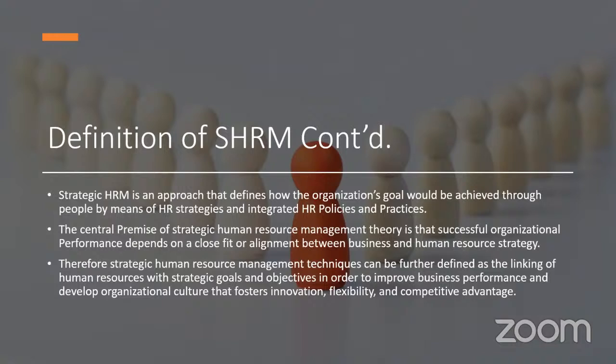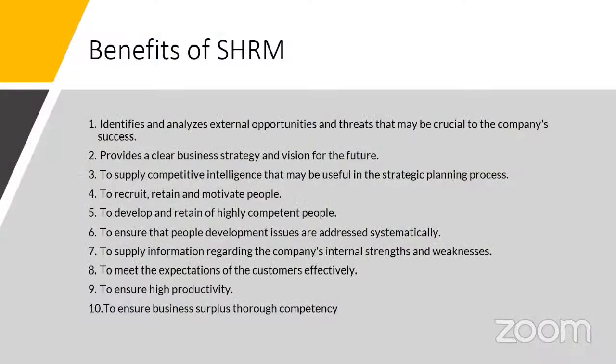Now, the central premise of the human resource management theory is that successful organizational performance depends on a close fit or alignment between business and human resource strategy. Therefore, strategic human resource management techniques can be further defined as the linking of human resources with strategic goals and objectives in order to improve business performance and develop organizational culture that fosters innovation, flexibility, and competitive advantage. As we go on, if you have any question, please feel free to pause me and then ask your questions.